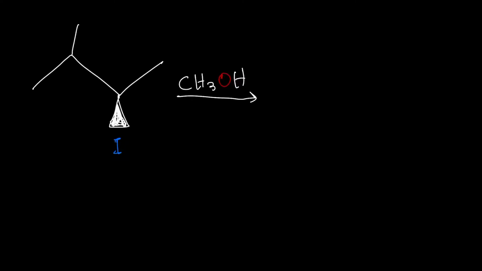As we talked about before, the first thing that usually happens is that the leaving group, which in this case is the iodine, is going to leave. So what you get is this situation where the secondary carbon is going to form a carbocation. However, tertiary carbons are more stable carbocations.